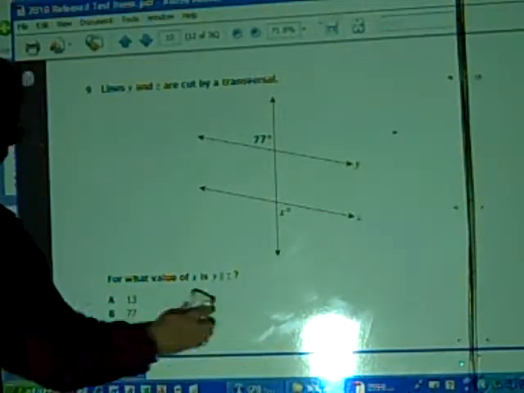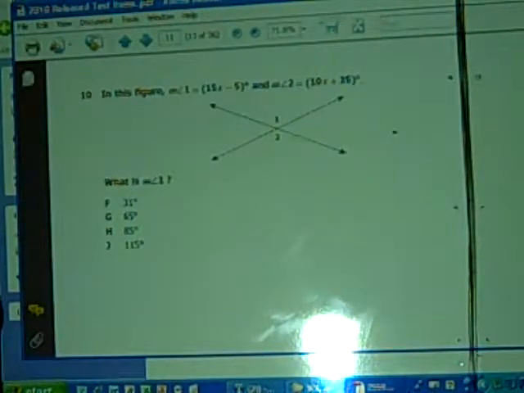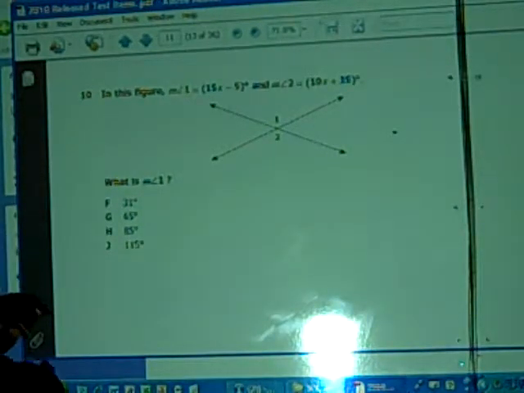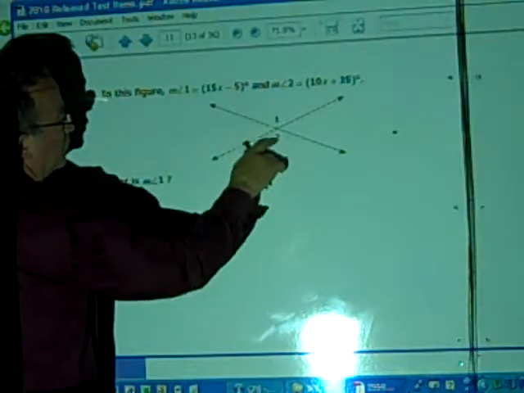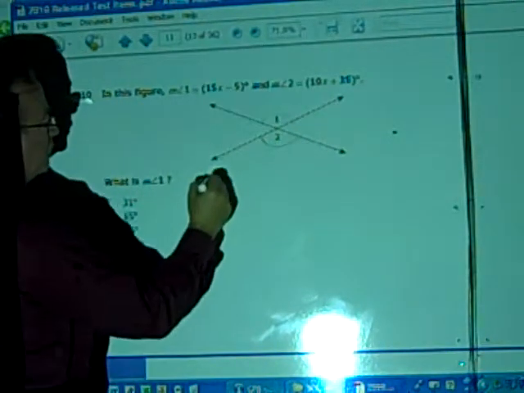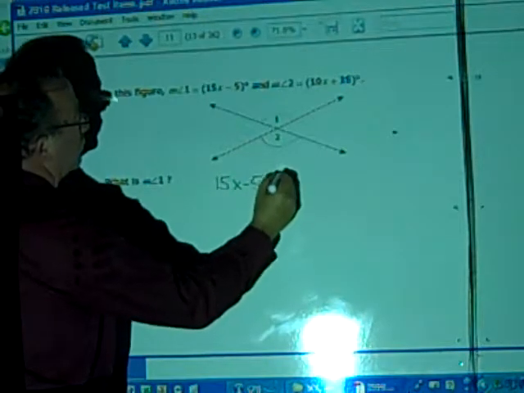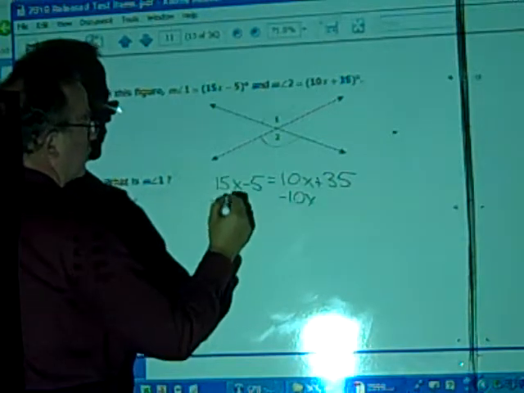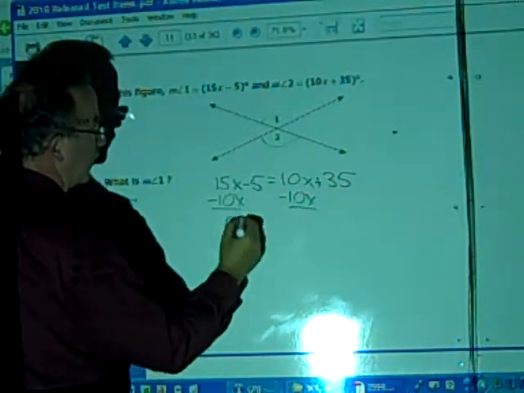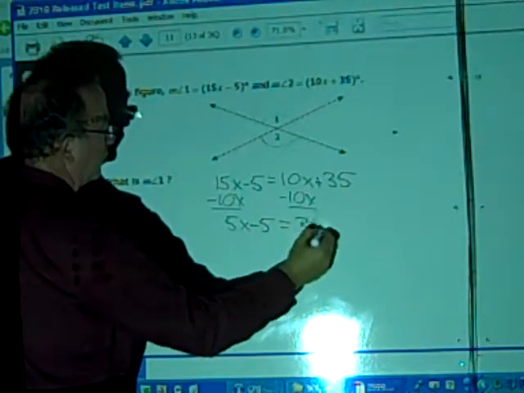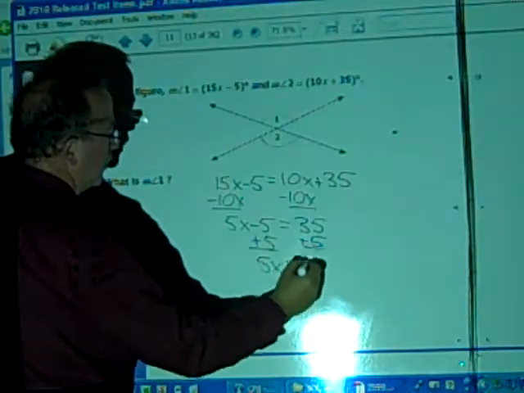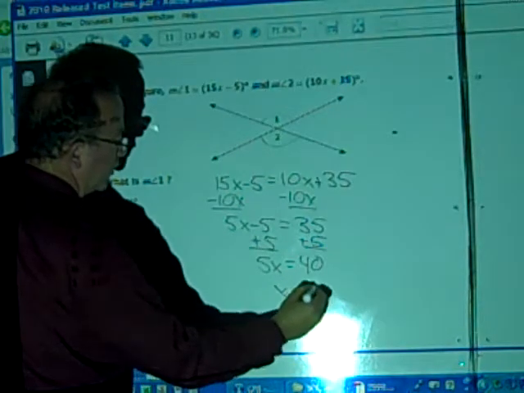And number 10. On this one it says measure of angle 1 is equal to 15x minus 5, and angle 2 is equal to 10x plus 35. What is the measure of angle 1? Okay, so first of all, we know that those are congruent because they're vertical angles. So we're going to do 15x minus 5 equals 10x plus 35. We subtract 10x from both sides. That leaves us with 5x minus 5 equals 35. Add 5 to both sides. That gives us 5x equals 40. Divide 40 by 5. That gives us x equals 8.